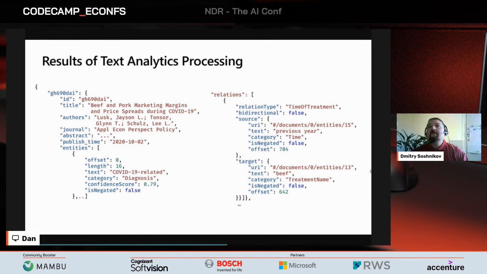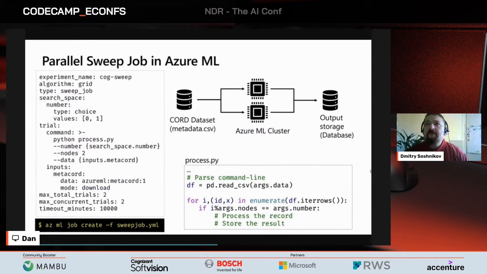If you can go back one slide, I want to emphasize a little bit what goes on here. In this YAML file, you can see we specify the experiment as a grid search. We specify the search space, the space of parameters we want to traverse. And then we say, please run this Python script, use this data set, and use this search parameter.